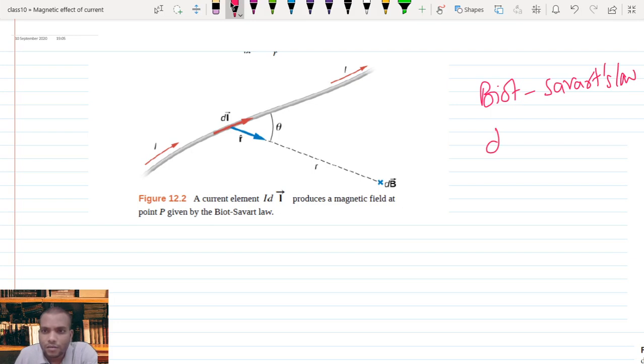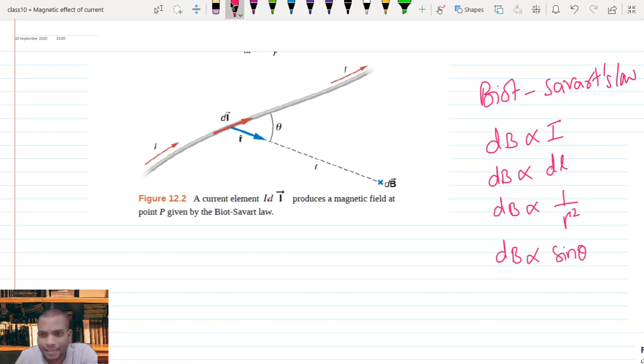the magnetic field due to a current carrying element at a point is directly proportional to the strength of the current, and directly proportional to the elemental length dl, and inversely proportional to the distance of the position where we need to find the measure, and directly proportional to the sine of the angle theta. Here angle theta is the angle the elemental length makes with the position vector.